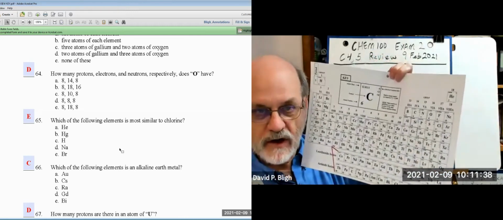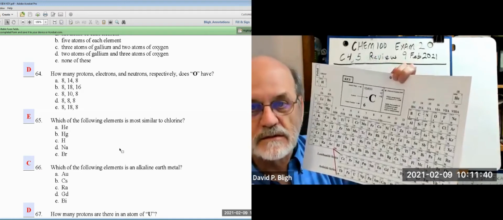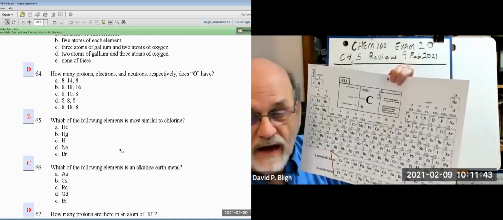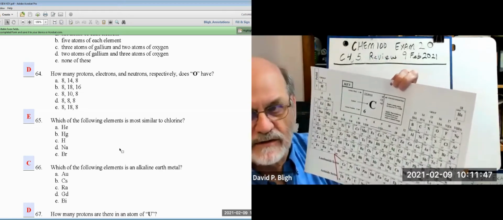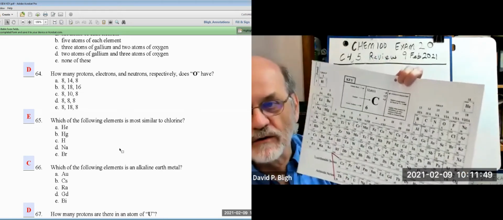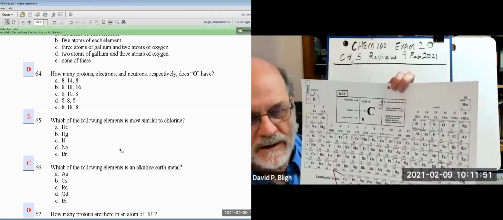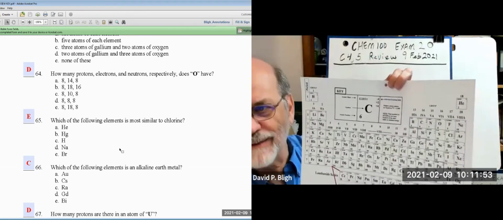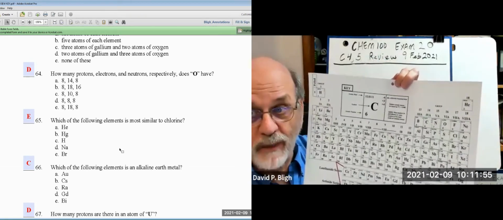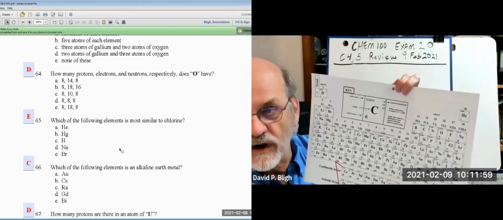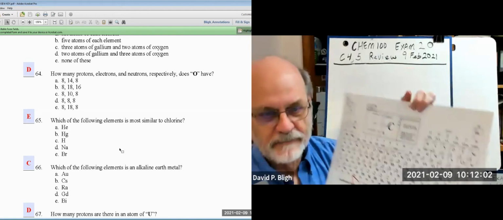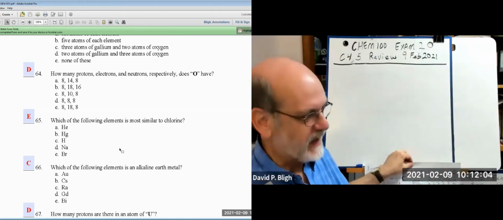So you find, is there another halogen in that group? Let's see. Helium's not. That's a noble gas. Mercury, that's a metal. Hydrogen, hydrogen is a universe unto itself. Sodium, now that's an alkali metal. Bromine, Br. It's the next heaviest one in that family, just below chlorine. There you go. Bromine, E is the answer.